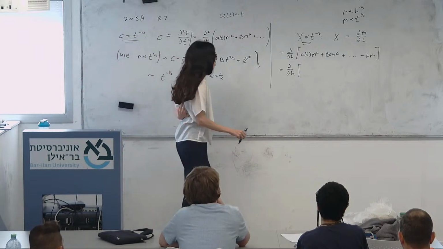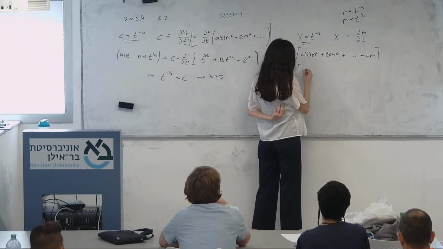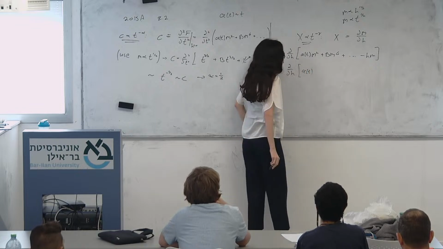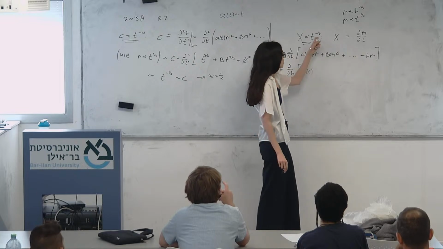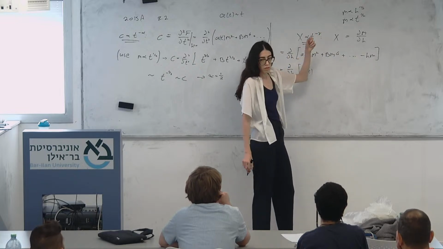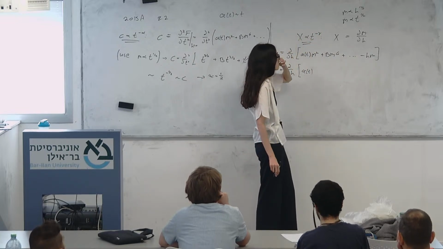Yeah, T to the minus gamma. Yeah, T to the minus gamma. That's the exponent of the susceptibility.